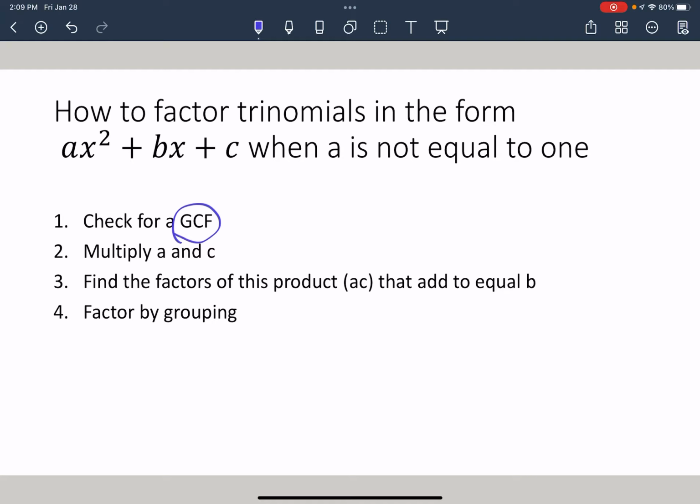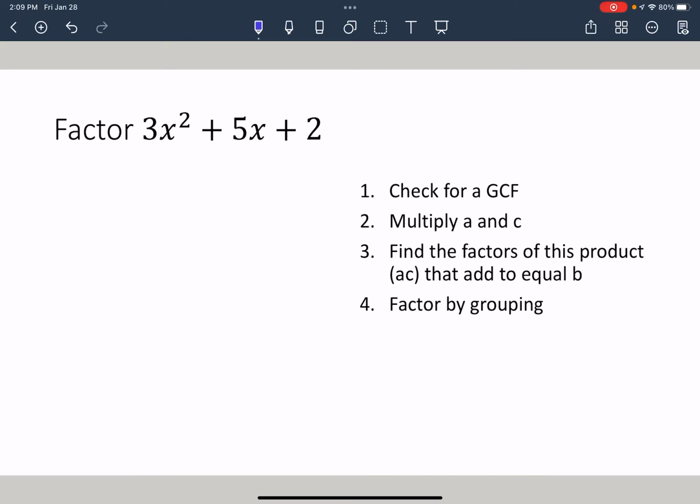Then you're going to multiply the a and c values and then find the factors of this product, a times c, that'll add to equal b. Then finally you're going to use something called factoring by grouping to factor the entire trinomial. So let's look at an example.